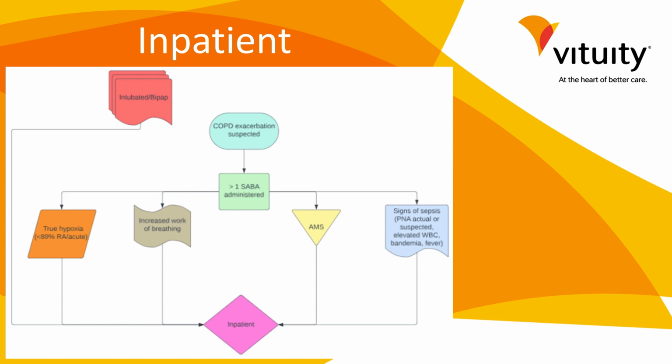After you do your usual 2 breathing treatments, if the patient is truly hypoxic, at less than 89% on room air or on their baseline home oxygen, having increased work of breathing, if they're altered, or if they're showing signs of sepsis, and this specifically amounts to pneumonia, WBCs over 12, bandemia greater than 10%, or fever, then the patient can be admitted as inpatient. I know it's kind of a mouthful, which is why the flowchart makes it a little easier to see.